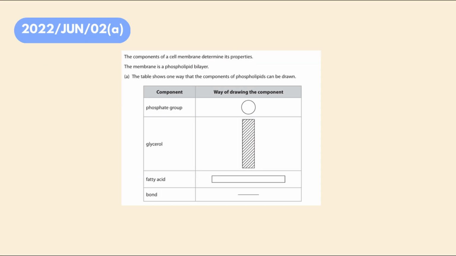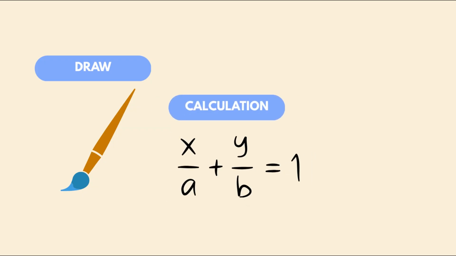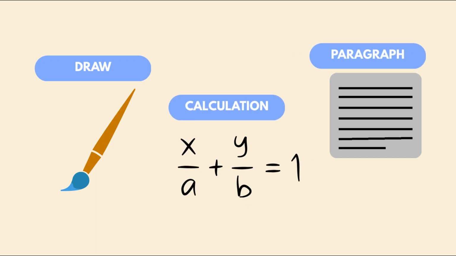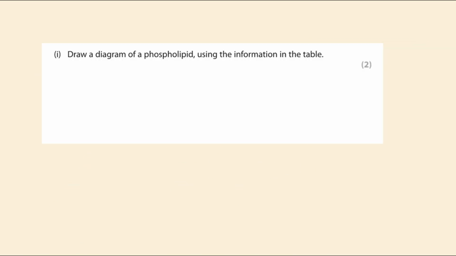The next question is from the June 2022 paper. This is a very simple drawing question. Biology is pretty funny. Sometimes you need to draw, sometimes you need to do some calculation, and most of the time you need to write paragraphs. So here you are asked to draw a phospholipid molecule using the given shapes. It's so simple to draw.